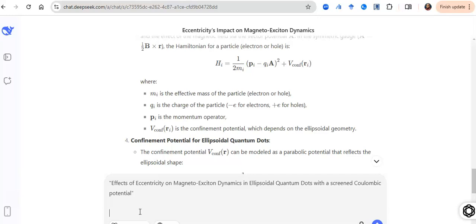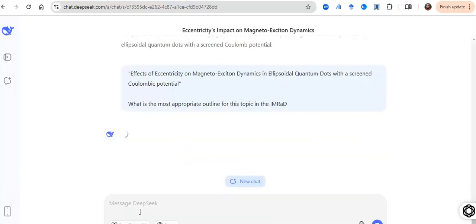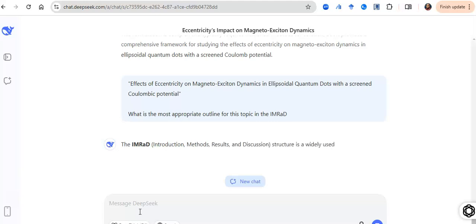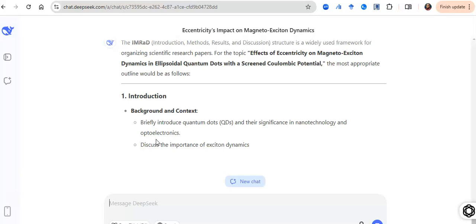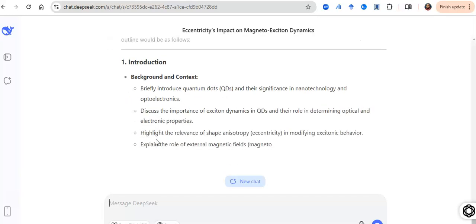I'm going to say, oh, what is the most appropriate outline for this topic in the IMRAD? That is, assuming that I am writing a paper out of this topic. And so in the introduction, methods, results, and discussion model and structure, it's going to structure this paper for me. It's going to give me an outline.